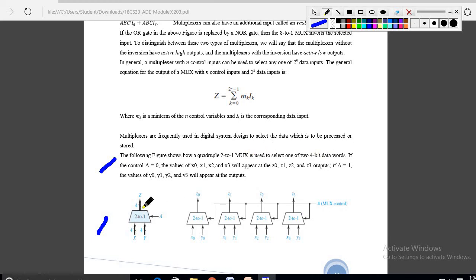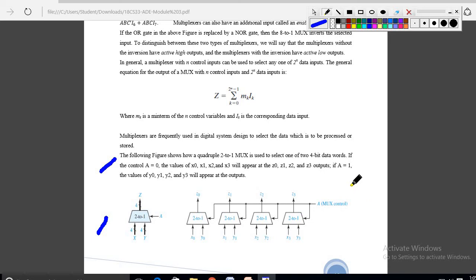See here, this is the 4-bit data input, and this is the control input A, and Z is the output. If control input A is 0, the values x0, x1, x2, x3 will appear at the outputs z0, z1, z2, z3. If control input A is 1, the values y0, y1, y2, y3 will appear at the output side. This is the difference from a 2:1 mux.